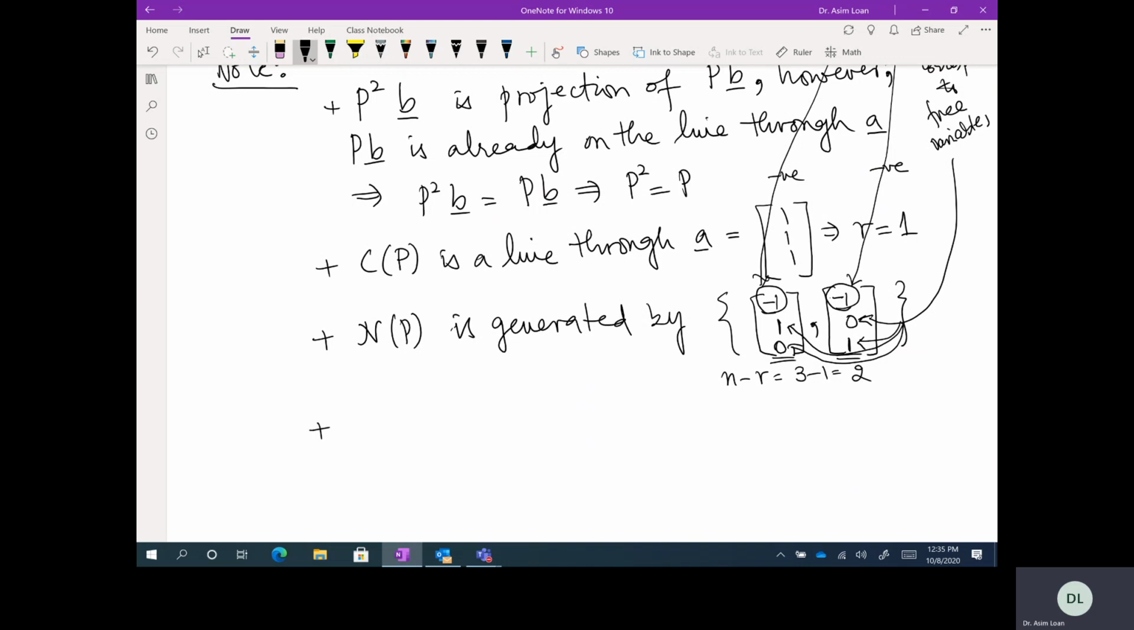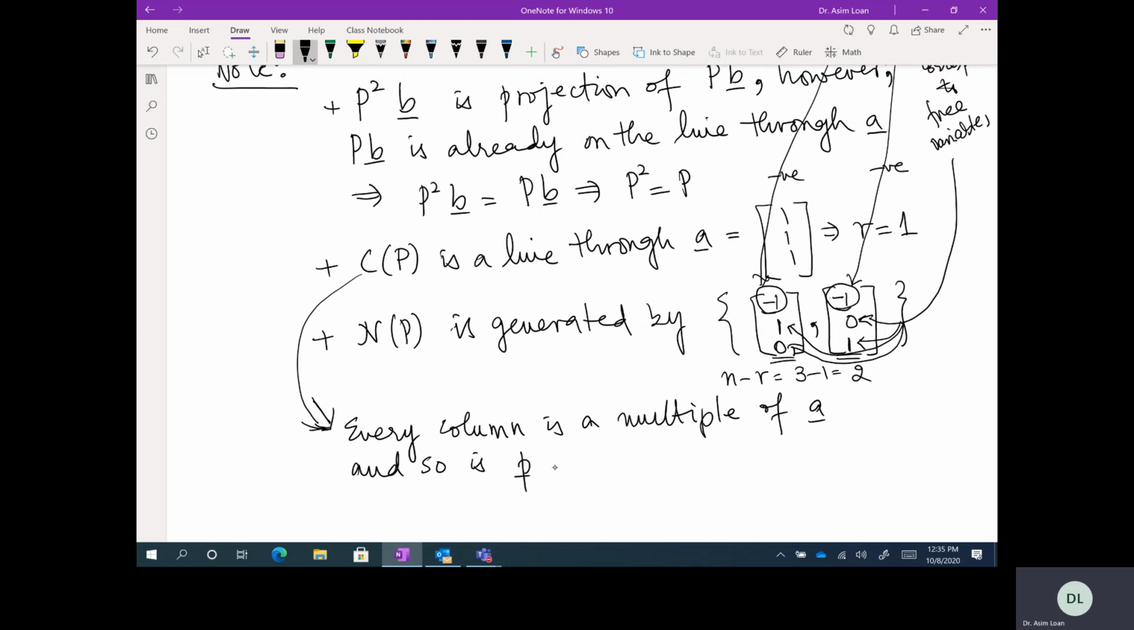So every column, so column space is a line through A. So this implies every column is a multiple of A, and so is P, which is equal to X hat A, which is equal to P times B.